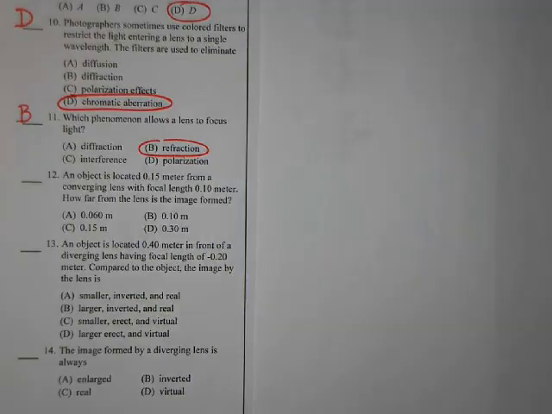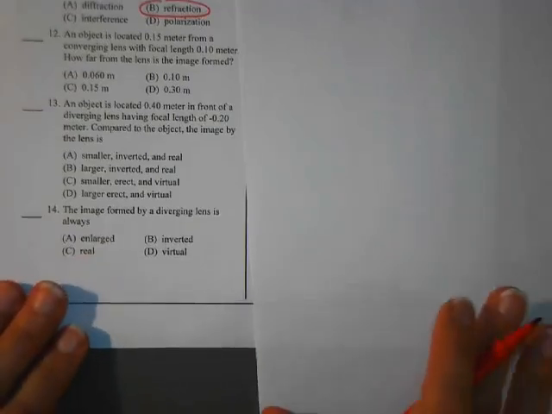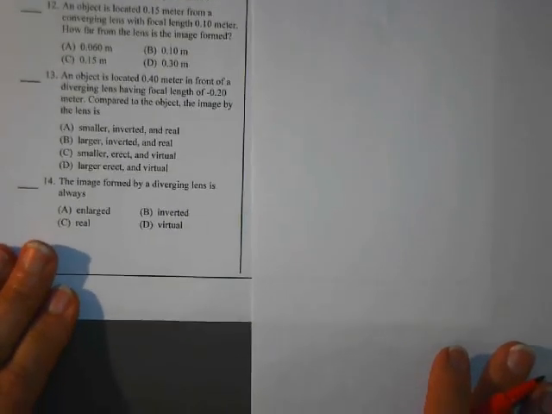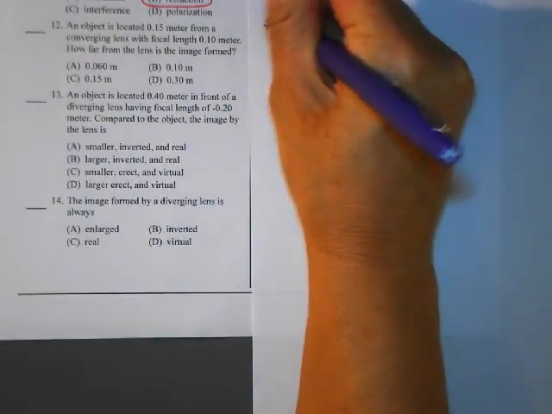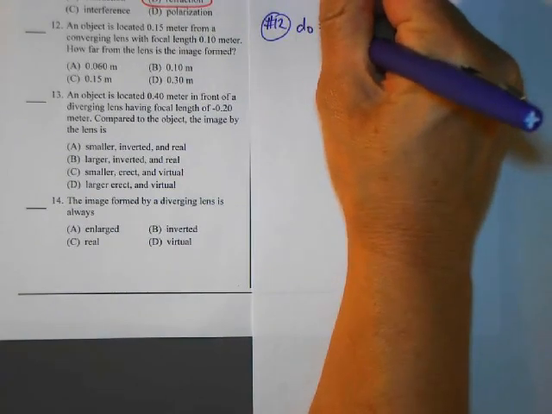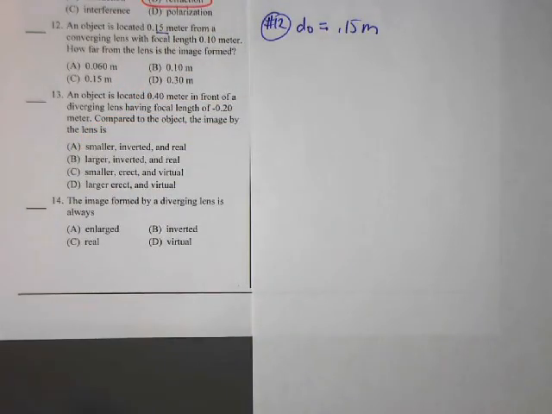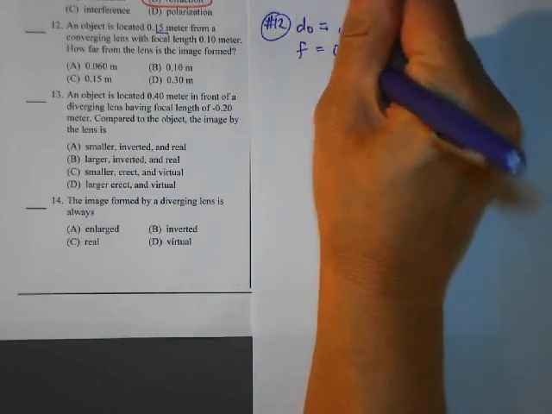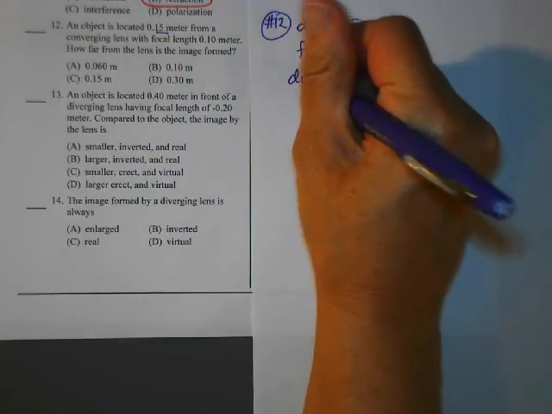All right, number 12, we finally have a problem. So when we do our problem, remember, we're going to write our given and find and everything else. So it says an object is located 0.5 meters from a converging lens. So the distance of the object is 0.15 meters. The focal length is 0.1. How far from the lens is the image formed? So I want to find DI.